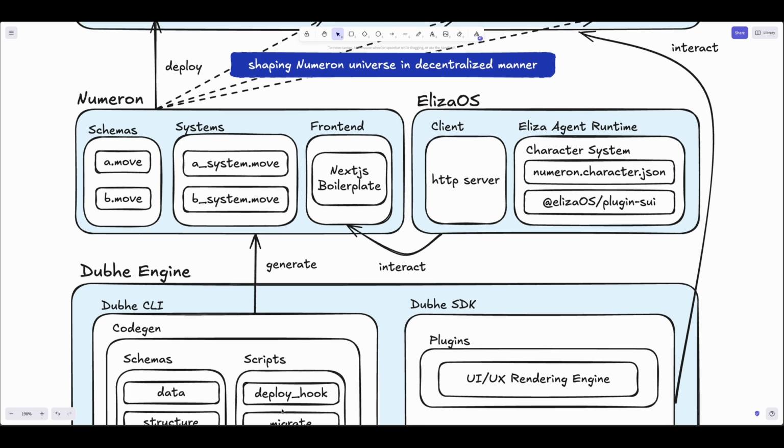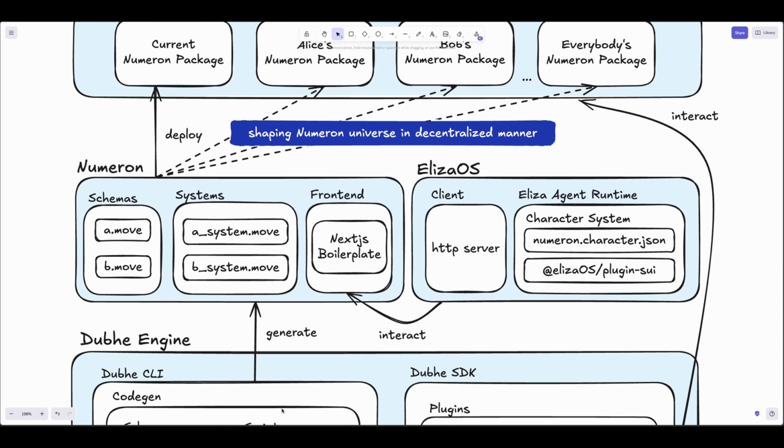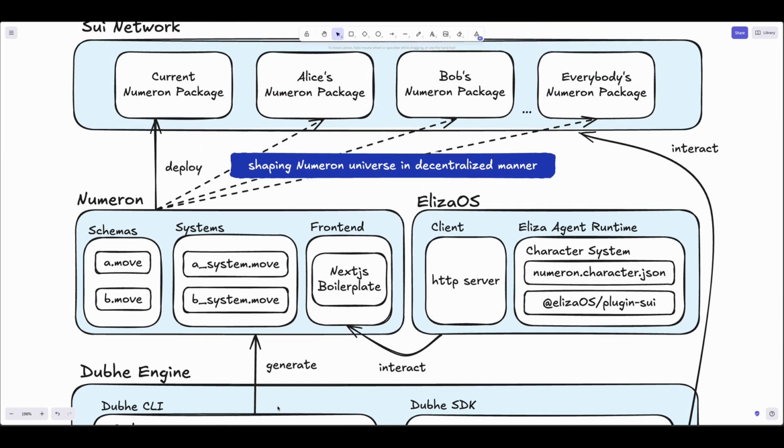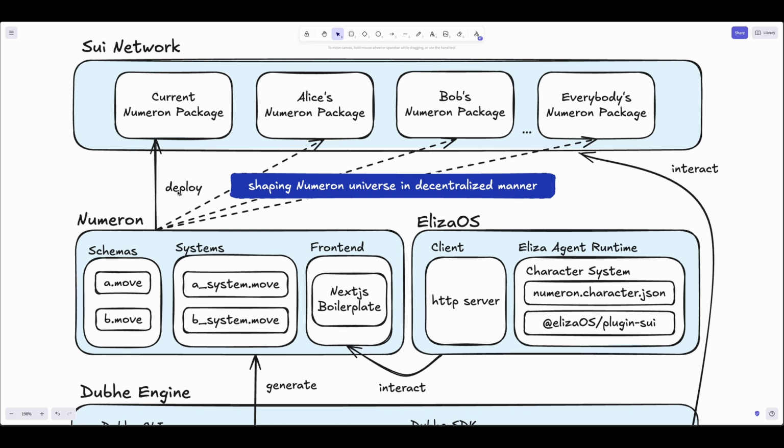Isn't it amazing? With Dubhe Engine, we can build the Numeron world and interact with it seamlessly, as you can see right here. And everyone can build their Numeron world with a customized Eliza AI agent embedded into it. So we built a Numeron world in this demo. However, Alice, Bob, and everyone can build and deploy their own Numeron world inside of Sui Network, shaping the Numeron universe in a decentralized manner. It is the vision that we see, and it is the future for a fully on-chain game.